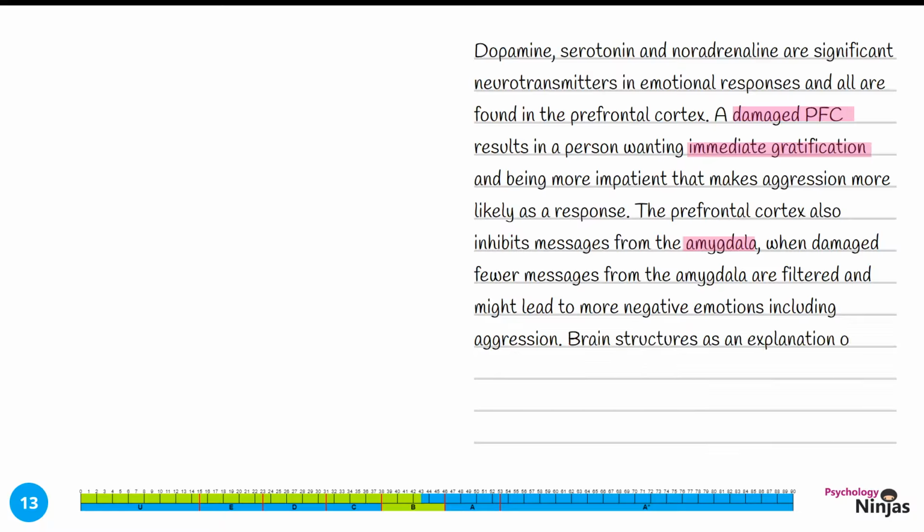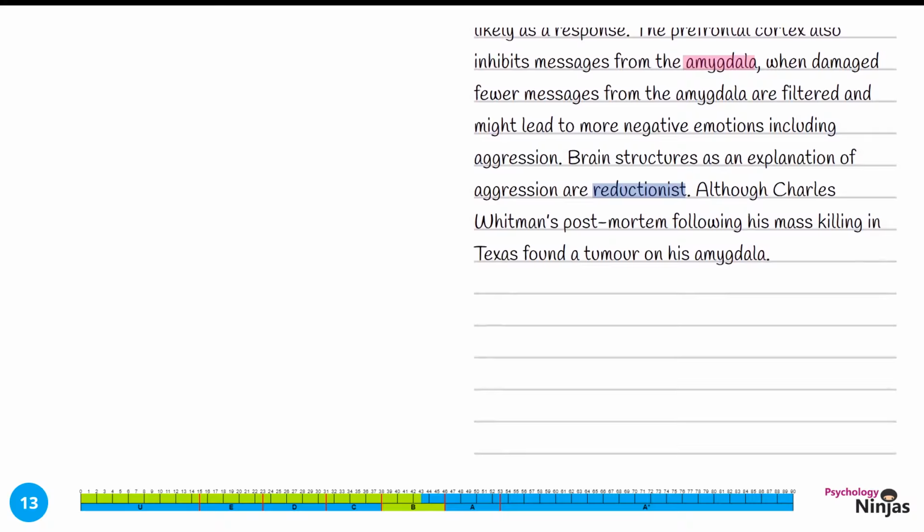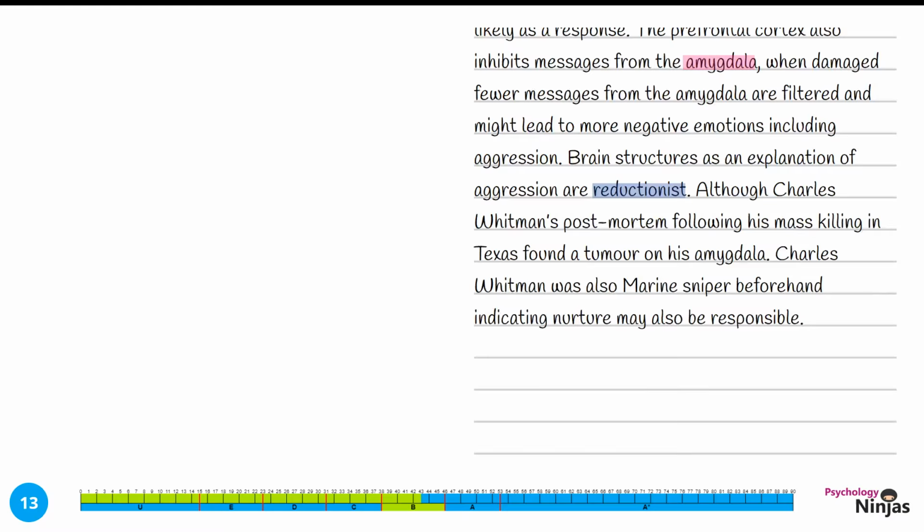Brain structures as an explanation of aggression are reductionist. When using the term reductionism, we're saying that they're oversimplified to explain this complex behaviour. And then we're going to explain why this is a simplification. Although Charles Whitman's post-mortem following his mass killing in Texas found a brain tumour on his amygdala, Charles Whitman was also a Marine sniper beforehand, indicating nurture may also be responsible.